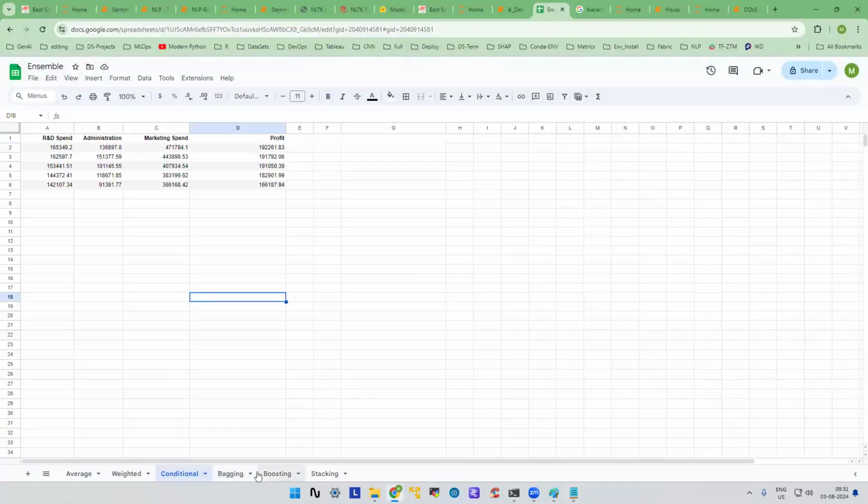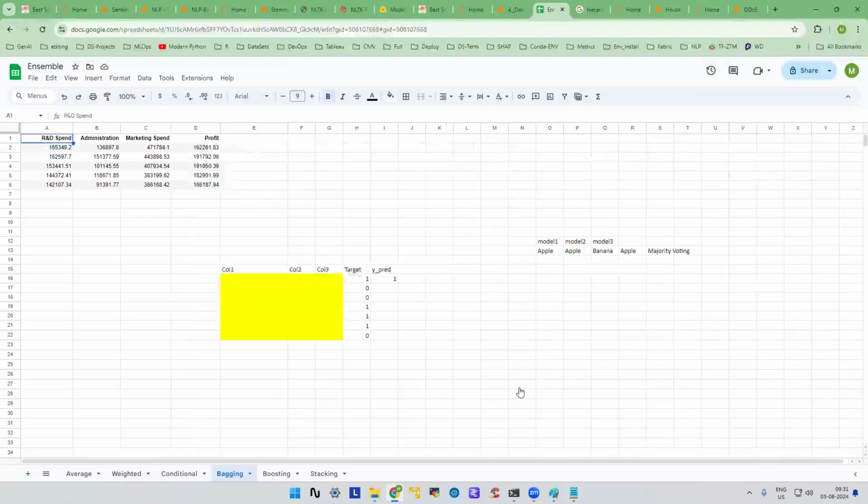There is an automatic way. Random forest and gradient boosting internally do this automatically. Of course, the logic is going to be much more complex. Any questions on this: average, weighted, and conditional? No, good. Okay, from here onwards, it's going to be quite interesting. So I request you to focus.